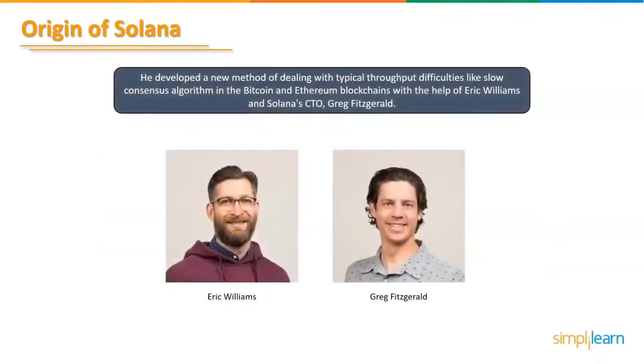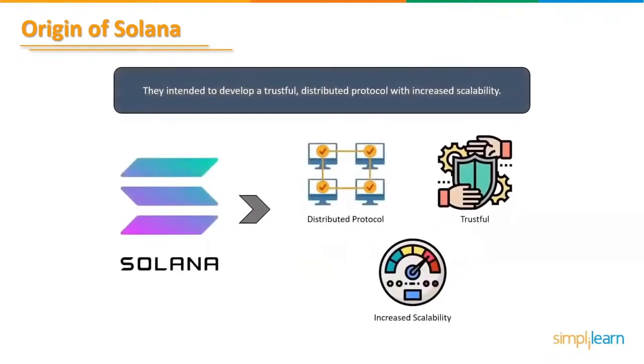He developed a new method of dealing with typical throughput difficulties in the Bitcoin and Ethereum blockchain with the help of Eric Williams and Solana's CTO, Greg Fitzgerald. They intended to develop a trustless, distributed protocol with increased scalability. The team now has experience from leading companies around the world, including Apple, Google, Microsoft, Intel, Twitter, Dropbox, and others.